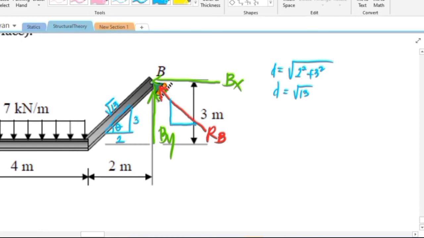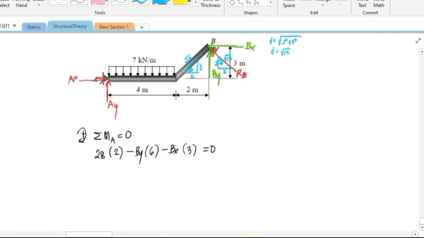Para dito, since sabi nga natin kanina, if this is theta, this is also theta. So, makikita natin dito that opposite of the theta is 3. So, this is 3. And adjacent of the theta is 2. So, meaning this is 2. And, of course, the diagonal is square root of 13. So, balikan natin yung equation natin.